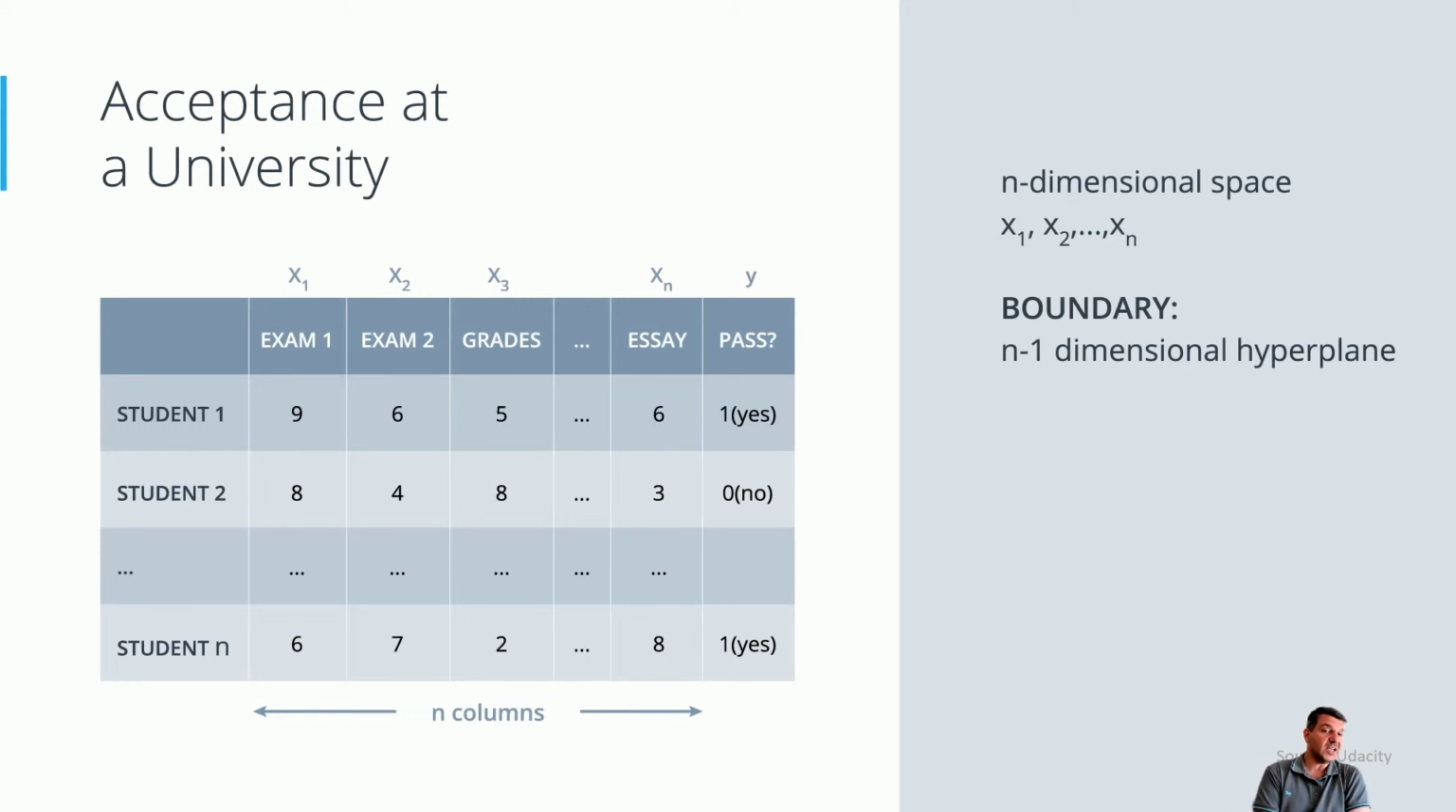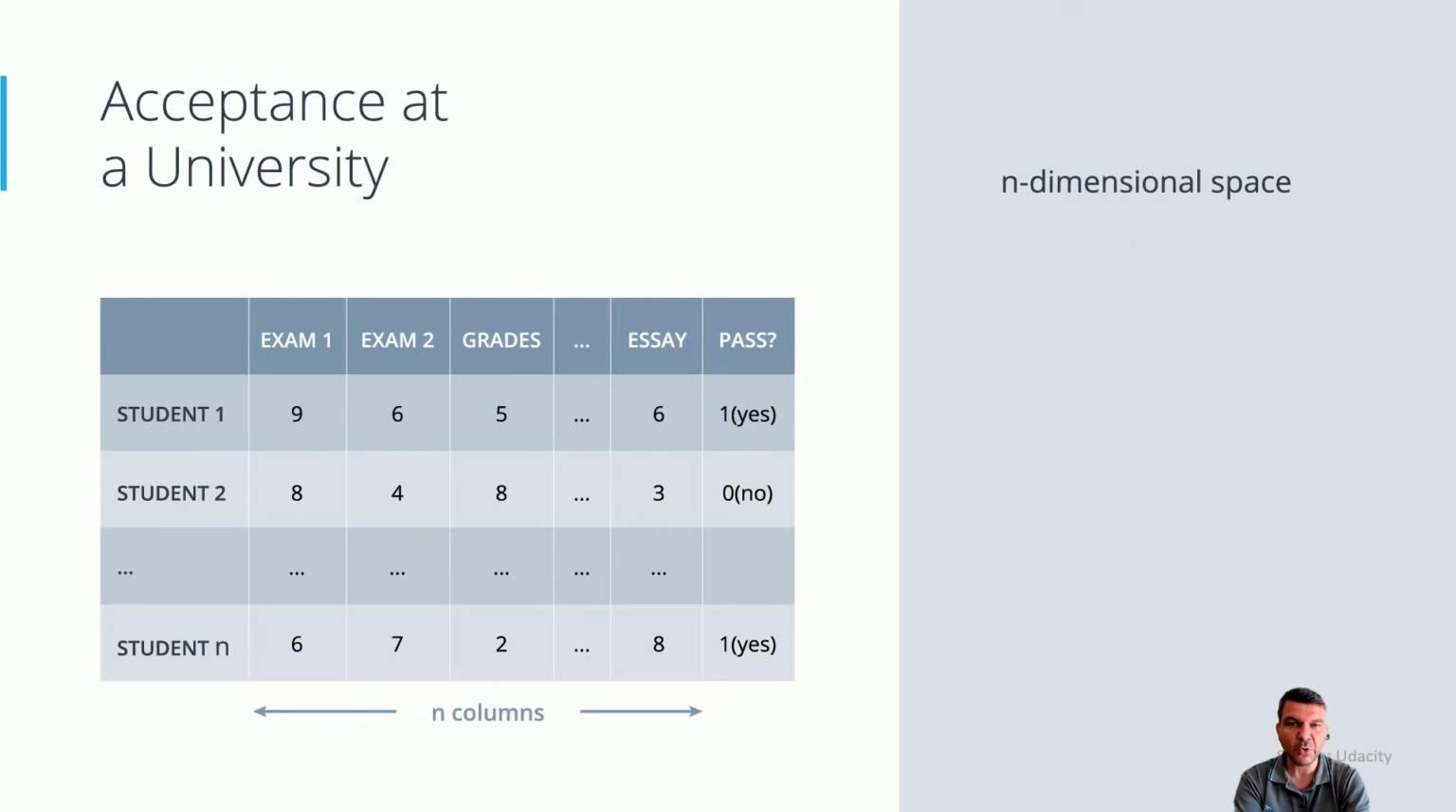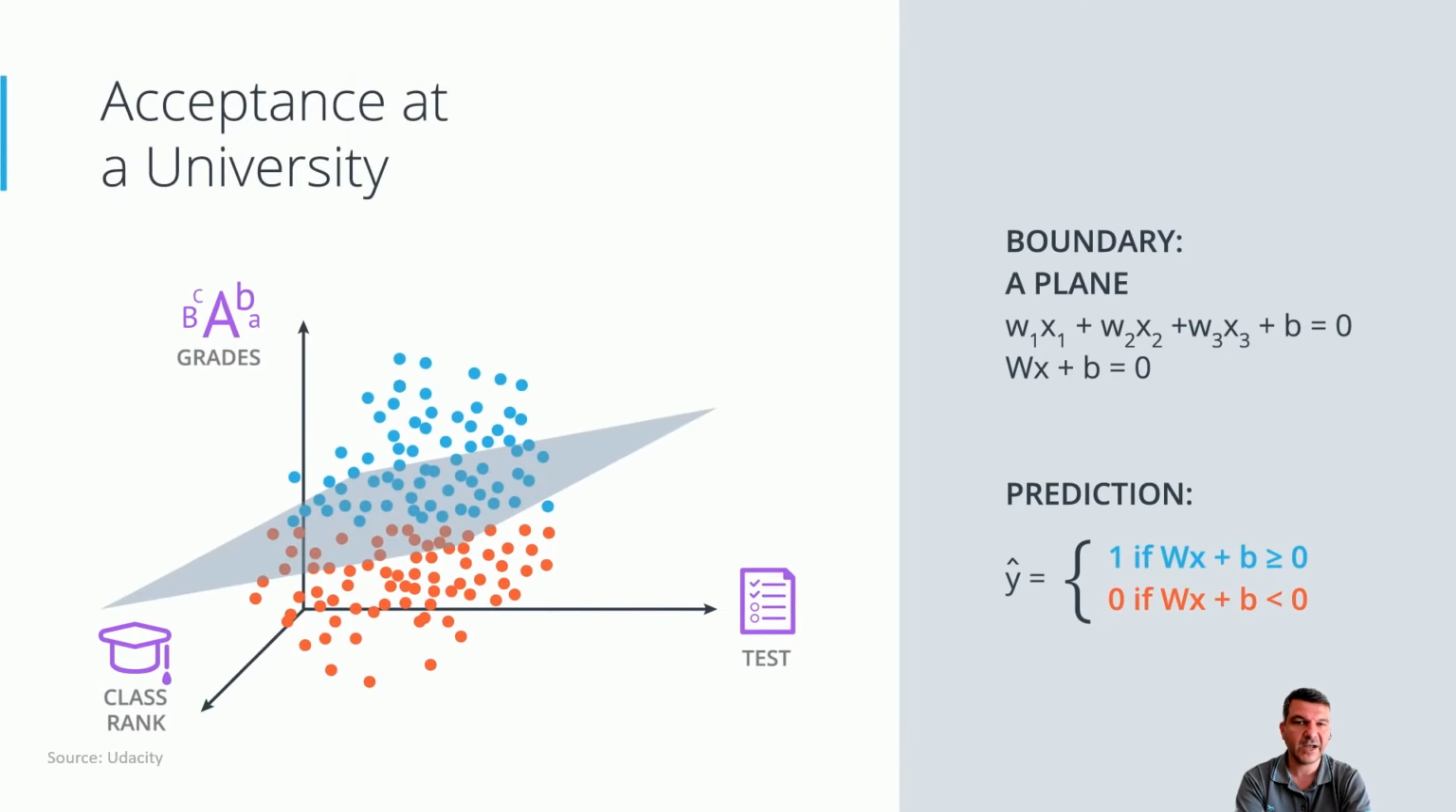Now, as I said, the boundary will be n minus 1 on the dimension. So if we have n dimensions, the boundary will be those dimensions minus 1, as it was in the case of the two-dimensional hyperplane on the three-dimension equivalent that we saw here, right?